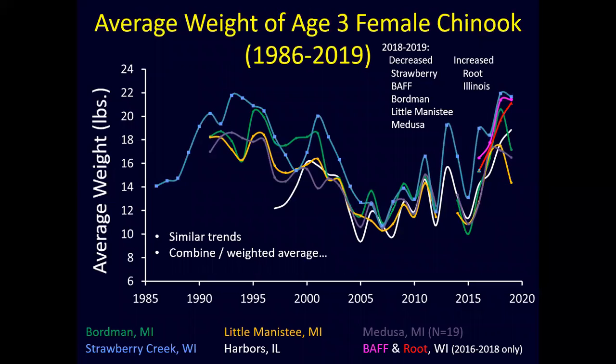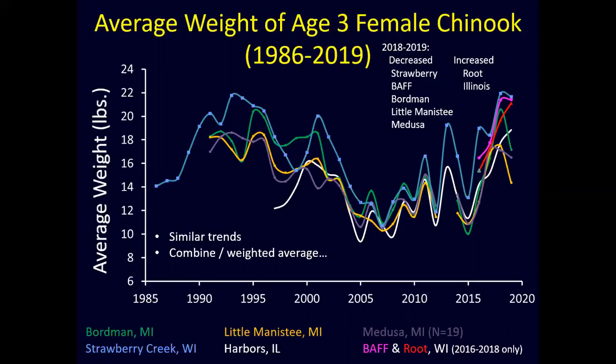And this just shows the perspective of the average weight of an age 3 female Chinook salmon through time for each of the individual locations plotted separately here as a different color. So if we focus in just on the move from 2018 to 2019, several locations did decrease in weight, including Strawberry Creek, Besadney, Boardman, Little Manistee, and Medusa Creek.